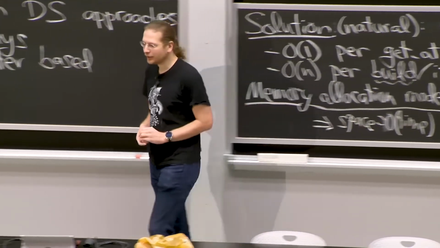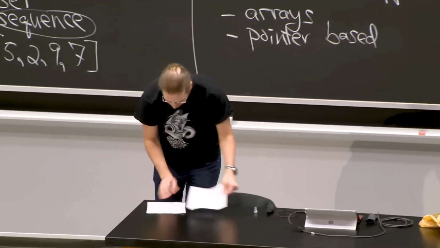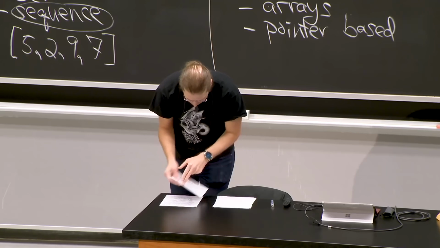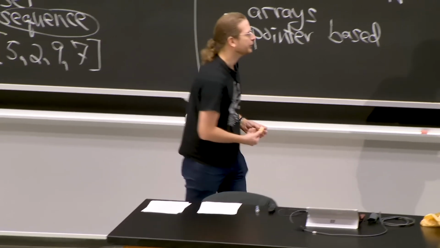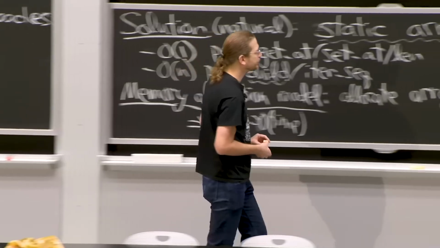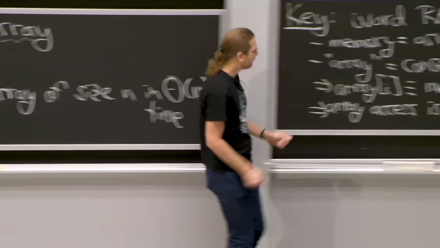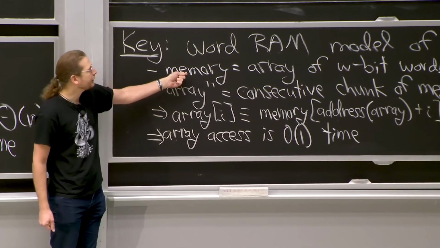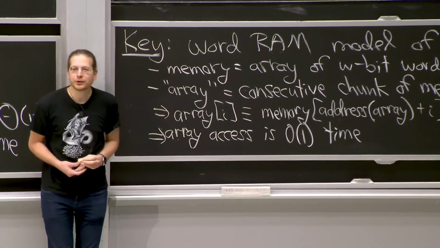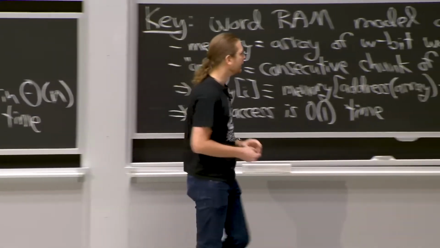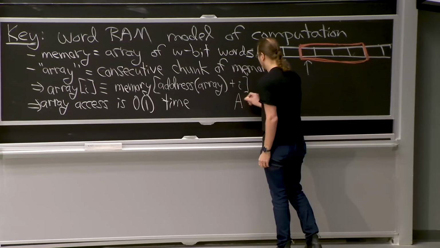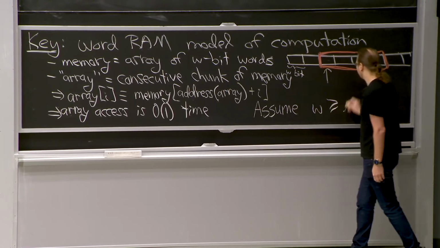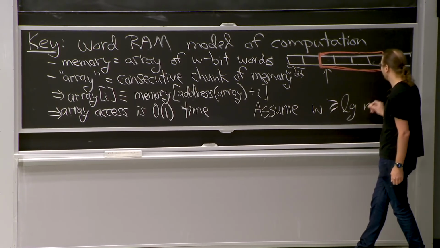Now let's make it interesting. Make sure I didn't miss anything. There is one thing I want to talk about in the word RAM. A side effect of this assumption that array access should take constant time and that accessing these positions in my memory should take constant time is that we need to assume w is at least log n or so.